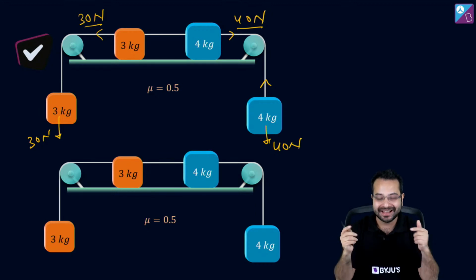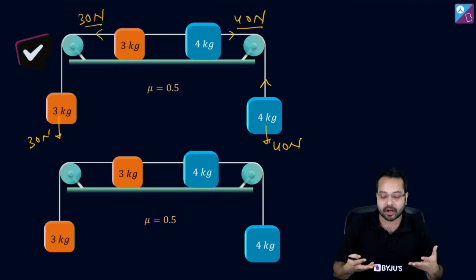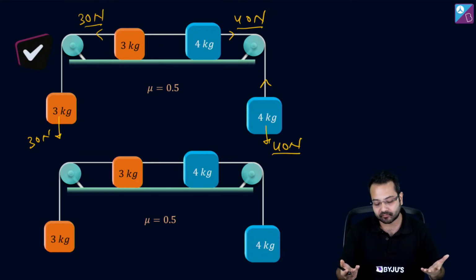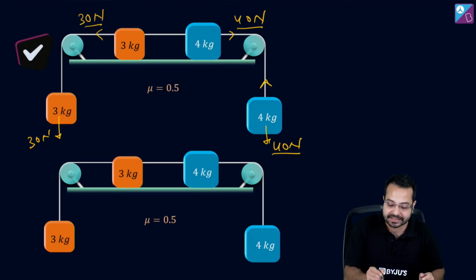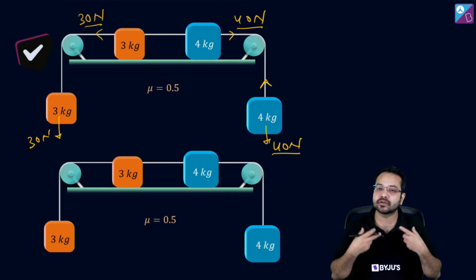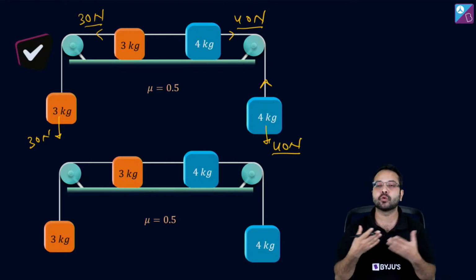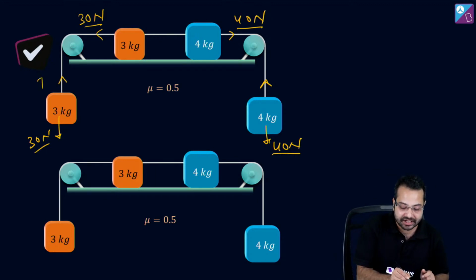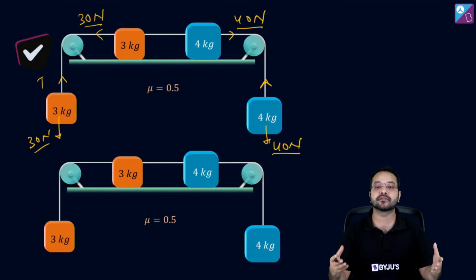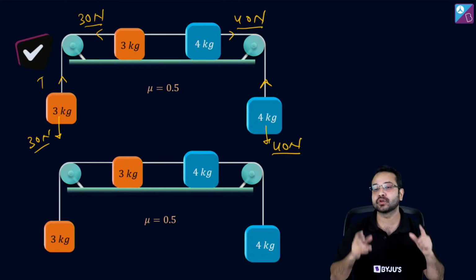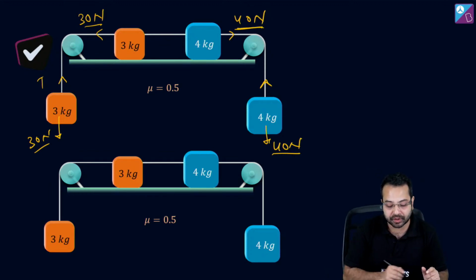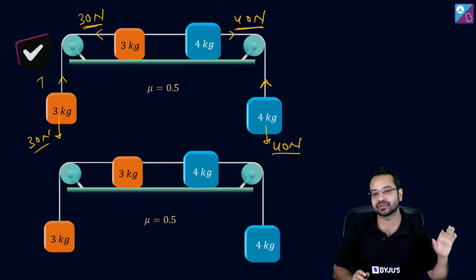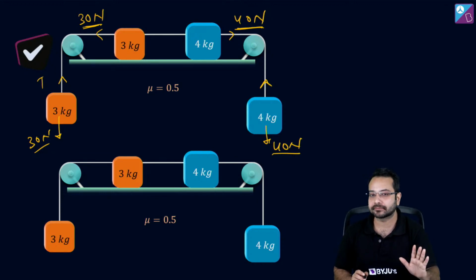Non-negotiable. What does it mean? That there is no other way for these forces to balance each other. So there is a 40 Newton force on this block and the only force that is acting on it is tension. So it has to be equal to 40 Newton. There is just no other way. Similarly, 30 Newton force is acting downwards. There has to be this tension which is balancing it. There is no other force which can balance it. So it has to be 30 Newton. So 40 Newton over here and 30 Newton over here are non-negotiable. We cannot change these values. Is that right?